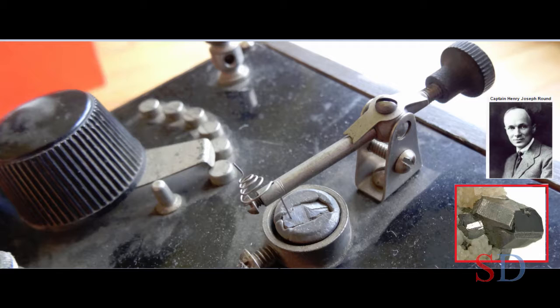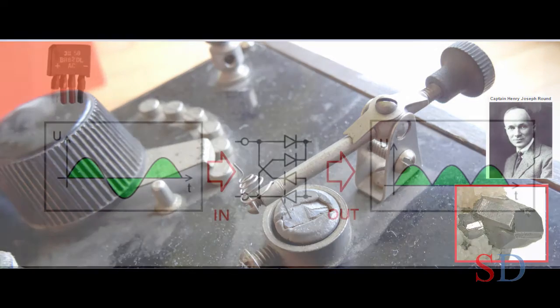It's a very simple design. And Captain Henry Joseph Round was the first to discover that at certain spots the crystal would actually light up, because it was behaving as a diode. This was actually the first reported example of a light-emitting diode.